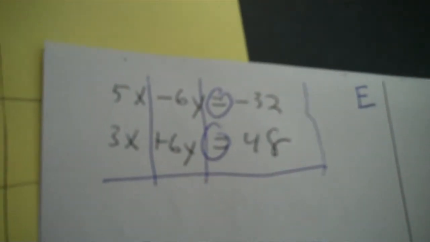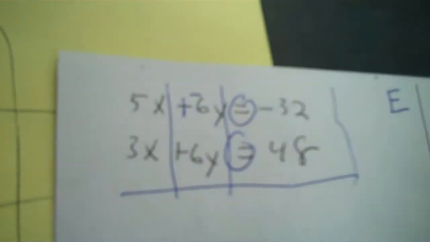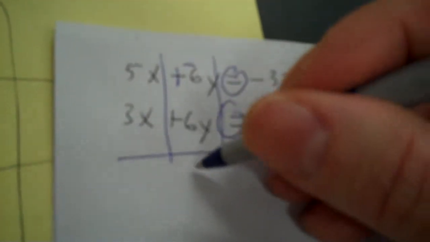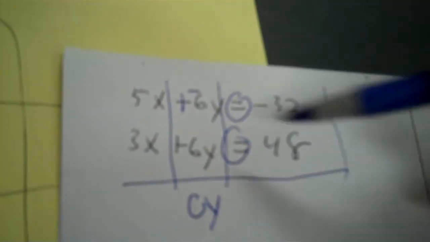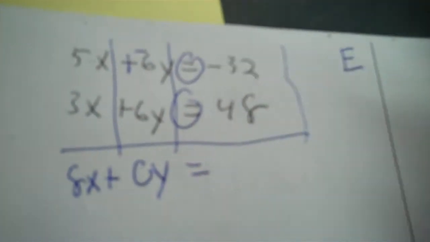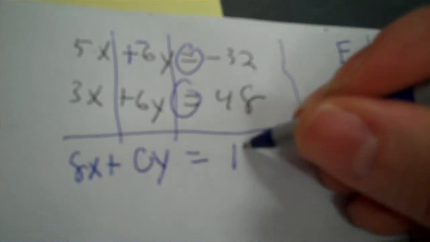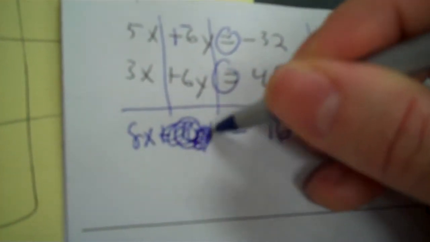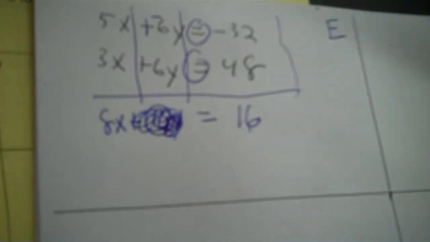And see if anything can add to 0, and that's a negative 6. 5 and 3 do not add to 0, but a negative 6 and a positive 6 do. There's my 0. That's good. I don't have to multiply that. So 5 plus 3 is 8x. And over on the other side, negative 32 plus 48 is 16. Well, the 0y takes out the y. Okay, the y is eliminated.